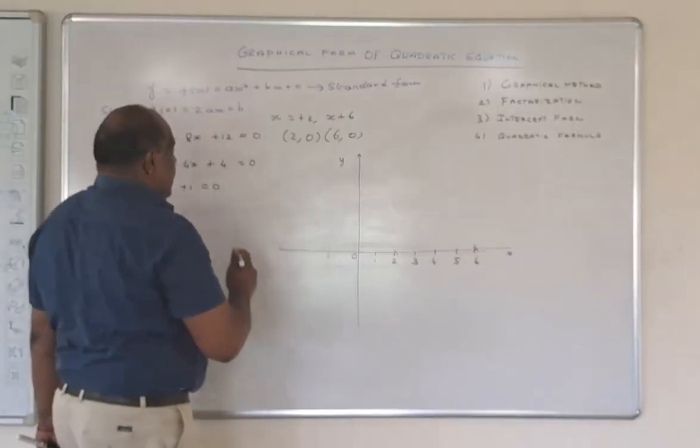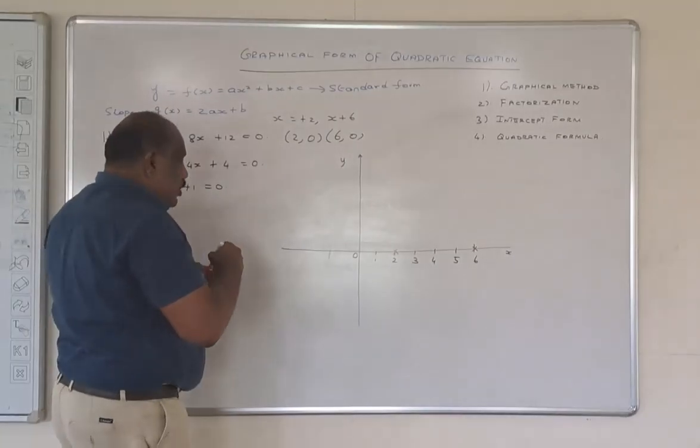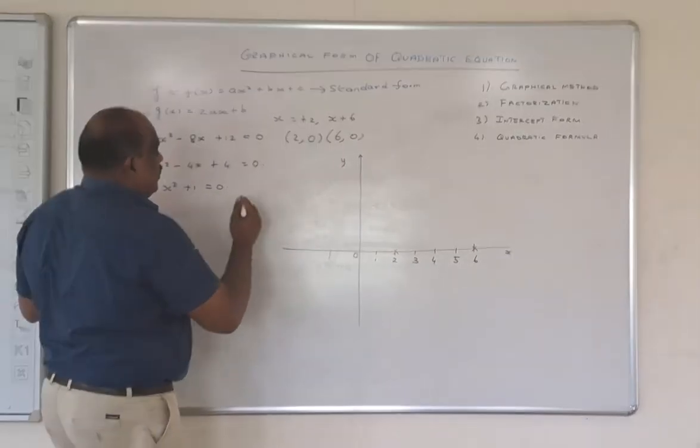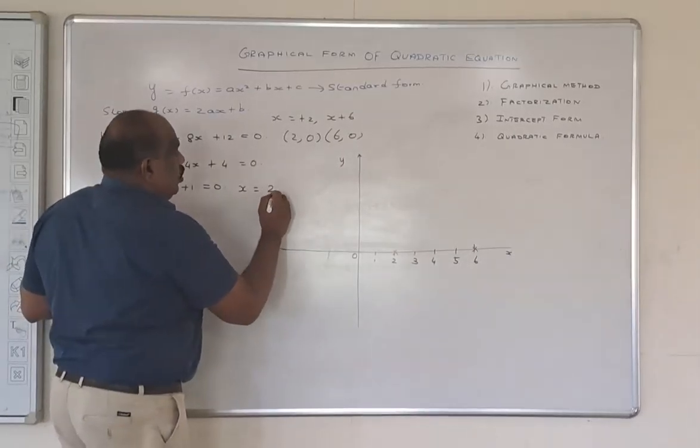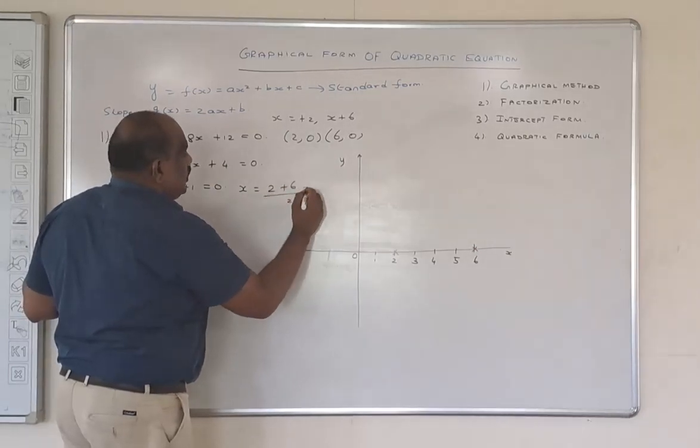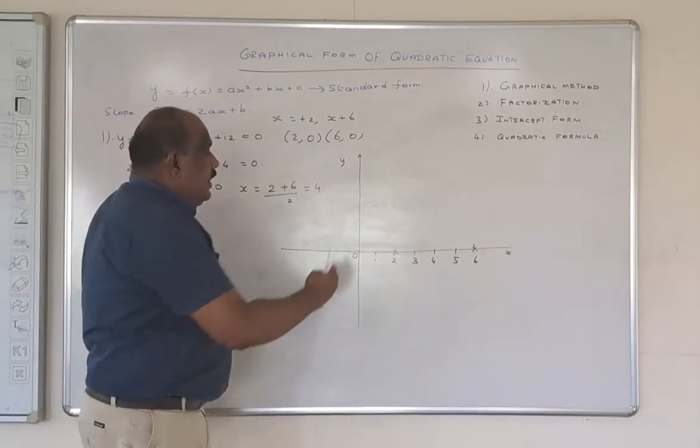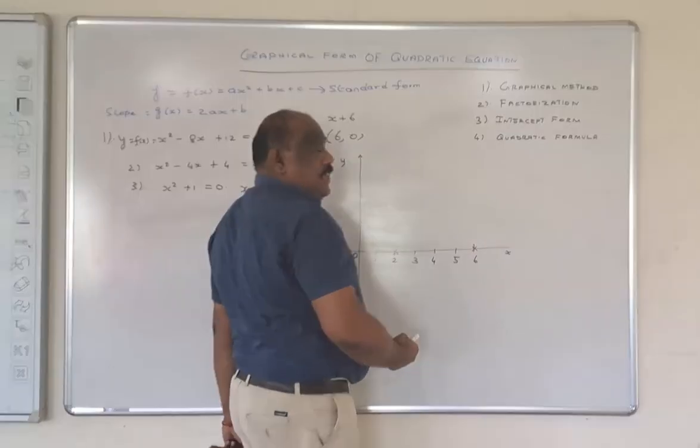How to find the value of x? Just take the average of these 2 points. So x will be equal to what? 2 plus 6 by 2, which means 4. Which means this side of the graph will come and touch.